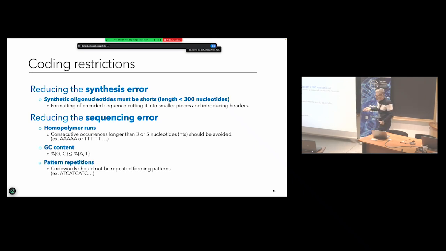Okay, and then there are also some coding restrictions. Homopolymer runs, so we have to avoid such kind of code, repetition of A or T or C or G. The GC content must also be balanced with the AT content to avoid some secondary structure and hairpins, for example. Also, sometimes we don't want to have pattern repetition, so we don't have ATC, ATC, ATC, for example, which is not good for the sequencing.